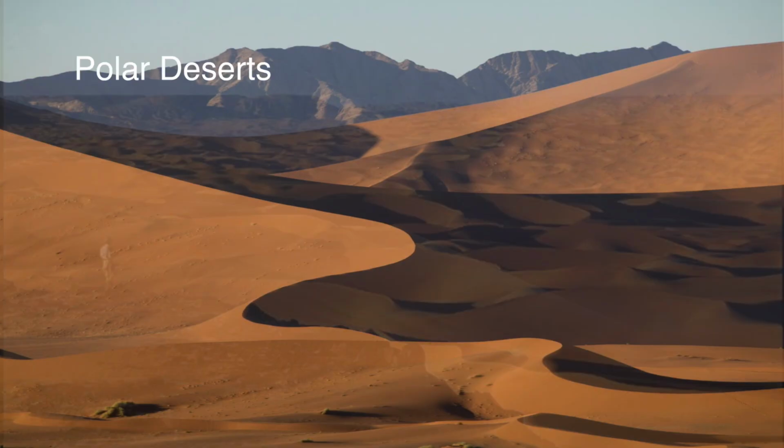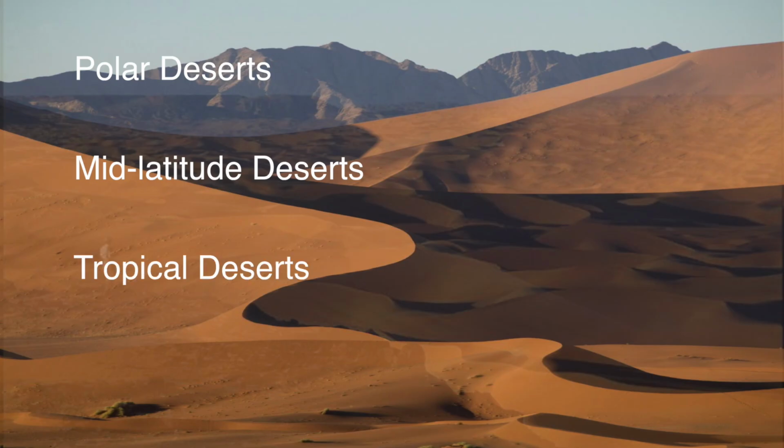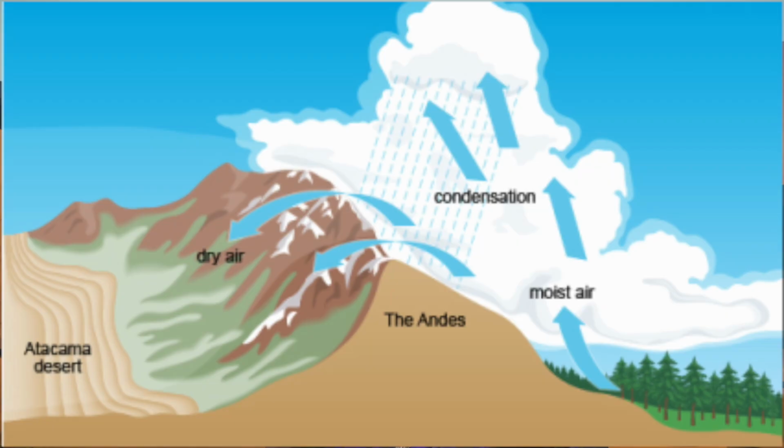1. Polar deserts, 2. Mid-latitude deserts, and 3. Tropical deserts. To a great extent, the locational factors influence the formation of the deserts. The location of the area or the latitude of a place determines the climate of a place, which in turn is mostly responsible for the formation of deserts.